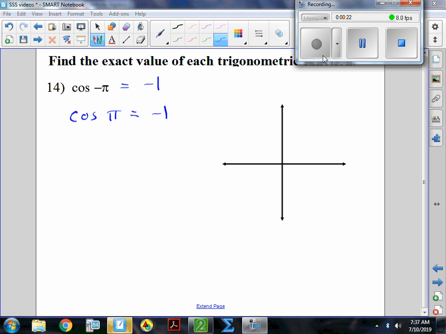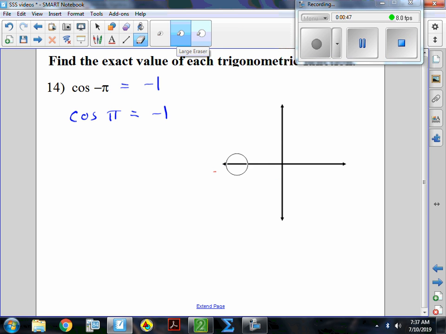Partly that's because they are the exact same angle. So cosine of pi, that would be pi as an angle if we went around the graph counterclockwise. Negative pi if we went around the graph clockwise. And so that is referring to the same angle on the graph. So the cosine at that spot should be equal to the same thing.